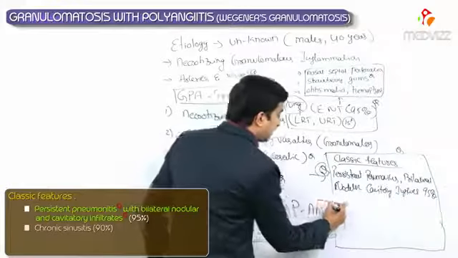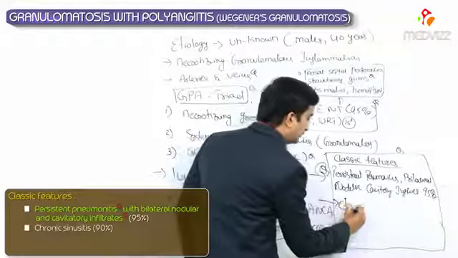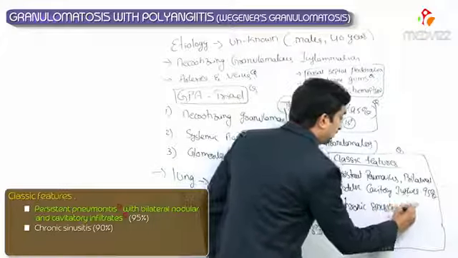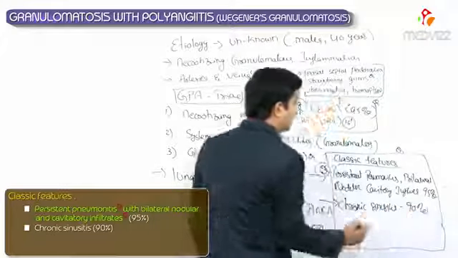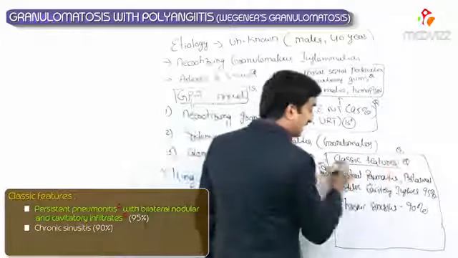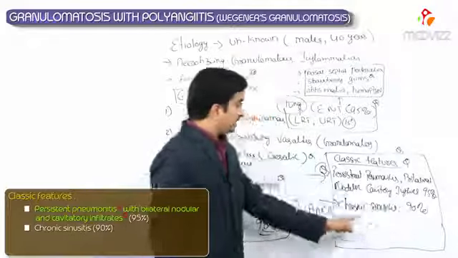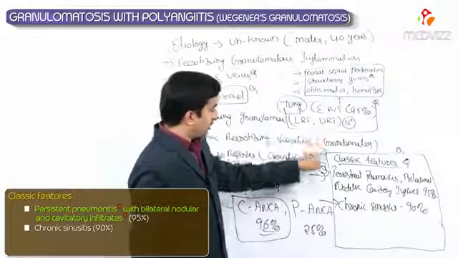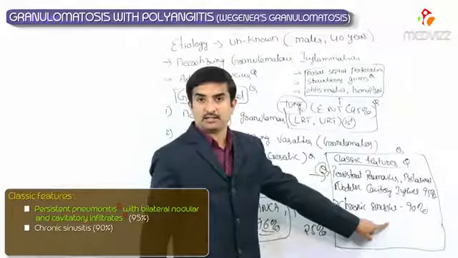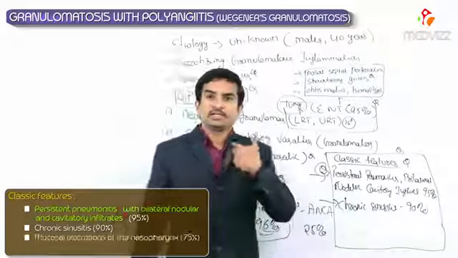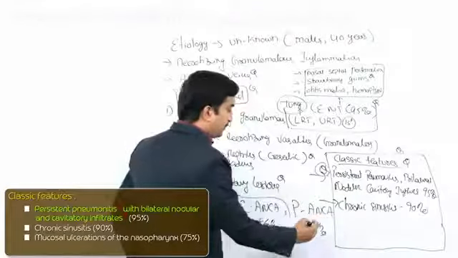And chronic sinusitis is seen in approximately 90% of the cases. That is the reason I am calling it classic features of Wegener's. In 90% of the cases, because of the involvement of the upper respiratory tract, we can see chronic sinusitis, right? And also, we can see the mucosal ulcerations of the nasopharynx in 75% of the cases.